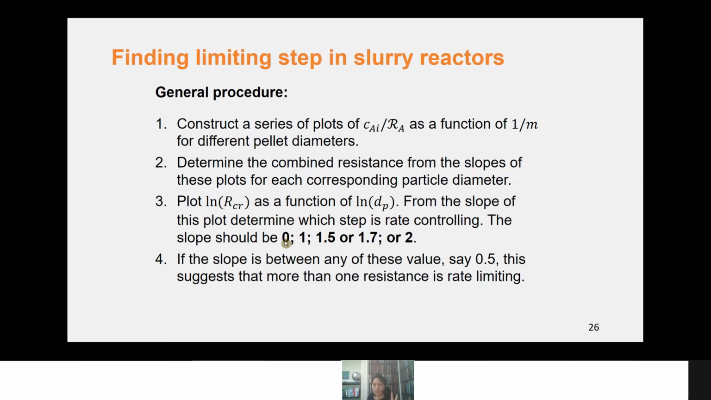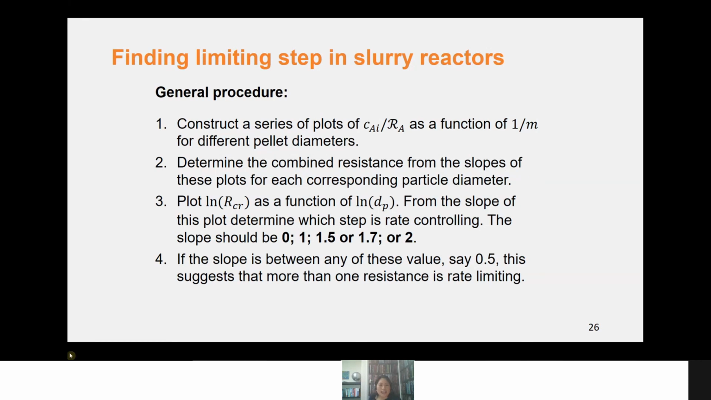Okay, if it's 0, it's surface reaction limited. If it's 1, it's internal diffusion limited. Between 1.5 and 1.7, external diffusion limited with shear, and if it's 2, then it's external diffusion without shear.